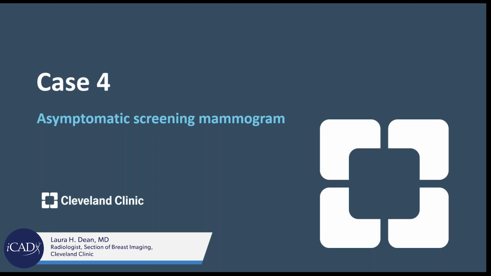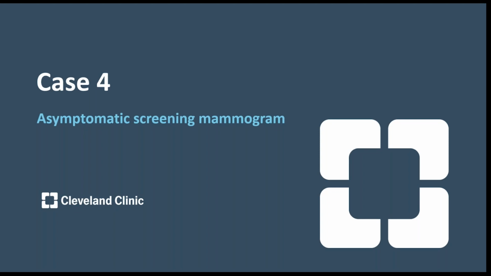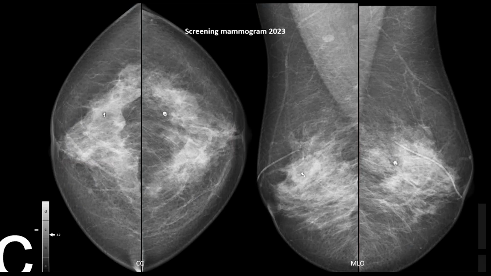So moving on to case number 4, this is an asymptomatic screening mammogram. Just to pause for a moment and look at these images from the screening mammogram. On the 2D images alone, we can see that this patient has a fairly complex breast pattern. She has a biopsy clip in the right breast.